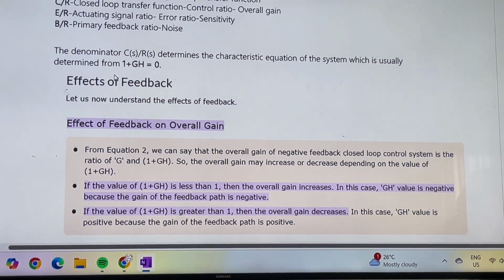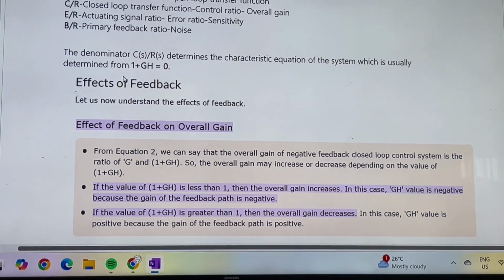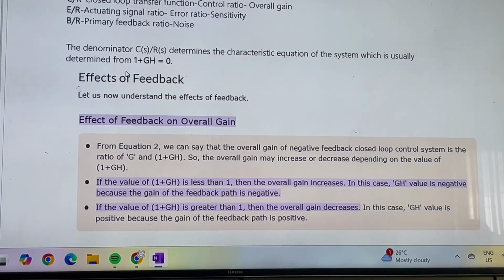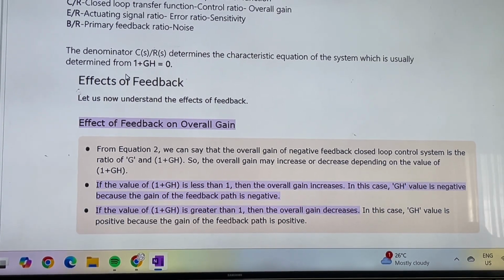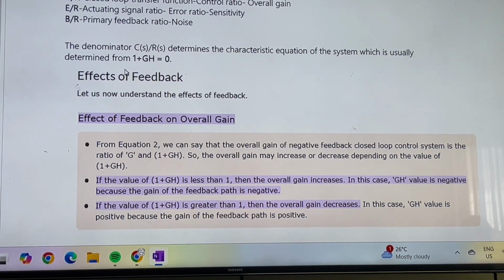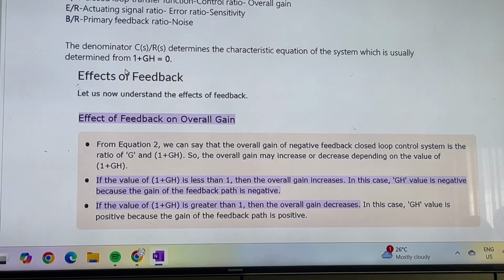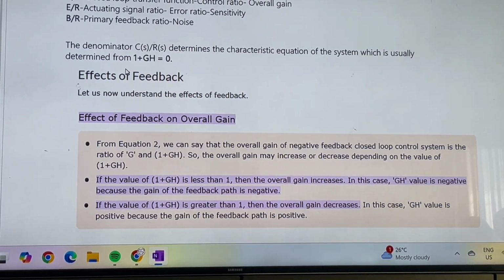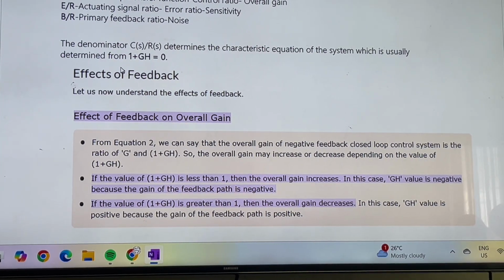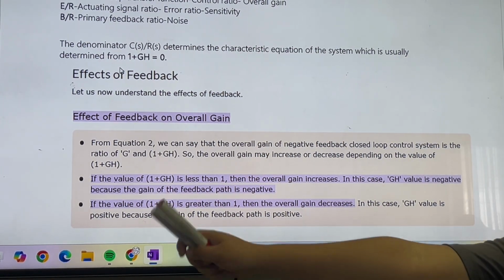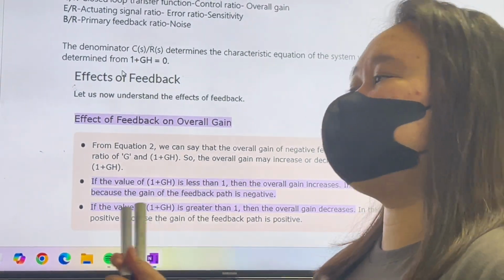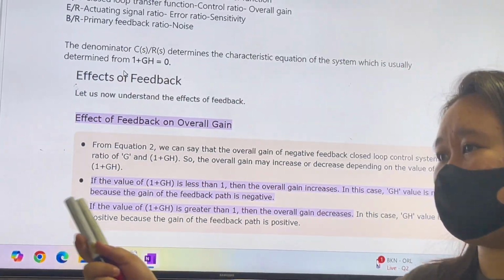Now, the denominator of our overall gain is the characteristic equation of a negative feedback control system, 1 plus GH equal to 0. Dapat i-equate ninyo para may equation. Equate to 0. So, we have effects of feedback on overall gain. So, overall gain ta. So, from our equation 2, atong equation 2 class kay kana, the overall gains of our feedback control system. Okay, muna siyang equation 2.